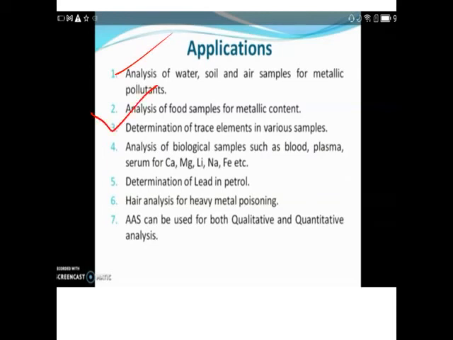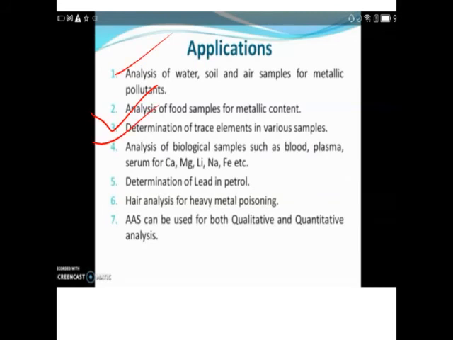Second one, analysis of food samples for the metallic content. In the given food, how much amount of metal is present? Is there an adulterant? What is the concentration? Which adulterant is present? Which metal is present? All these we can find out with the help of atomic absorption spectroscopy.